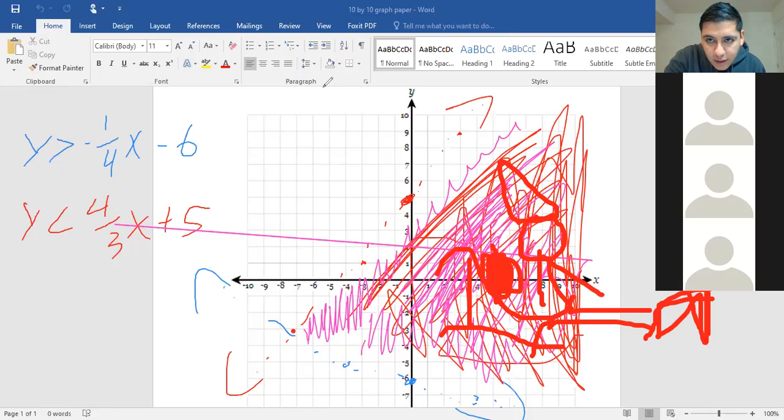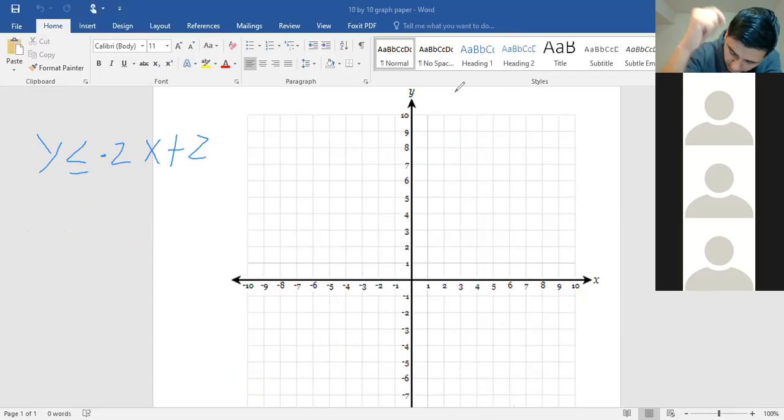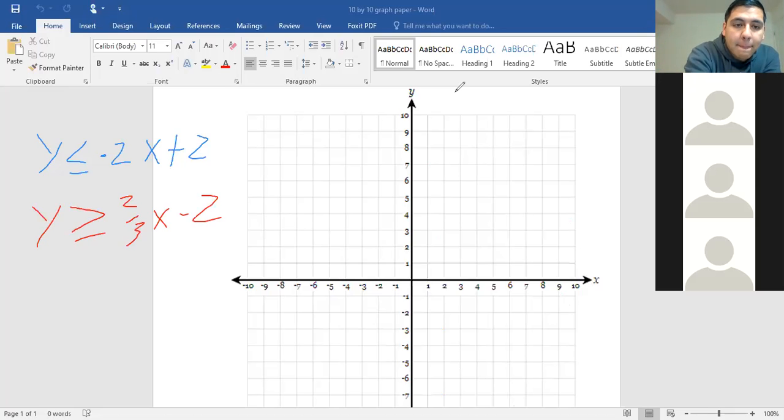I'm going to clear all the drawings. One more example here. We do y is negative 2x plus 2, and y is 2 over 3x minus 2. So the line would be solid. Right, so both of the lines would be solid.